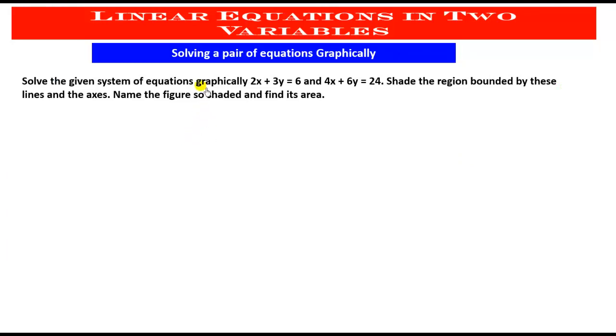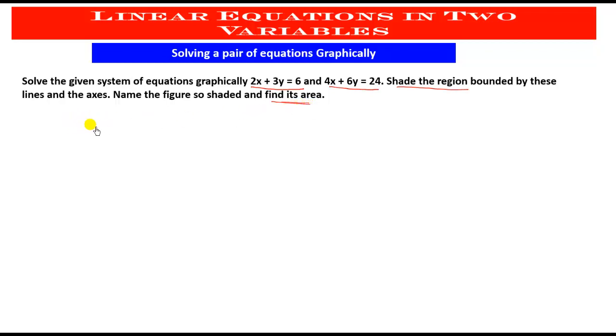Let us see another example. Solve the given system of equations graphically. 2x plus 3y is equal to 6 and 4x plus 6y is equal to 24. Shade the region bounded by these three lines and the axis. Name the figure so shaded and find its area.